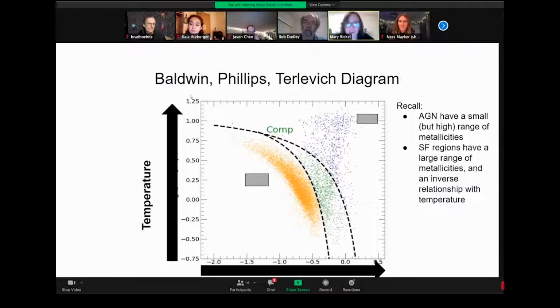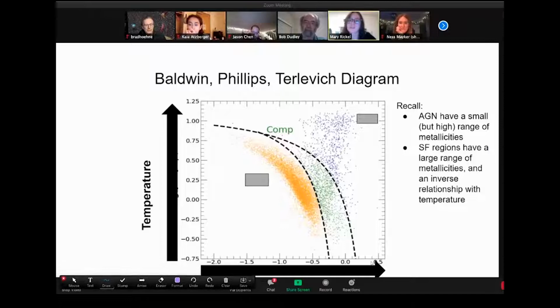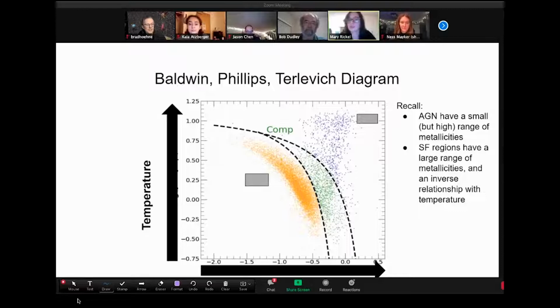If anyone's able to annotate, which region do you think corresponds to the star formation regions, and which region do you think corresponds to the AGN dominated? Remember, AGN have a small range of metallicities, but are very high, and star formation regions have a large range. We also see that there is an inverse relationship. As we increase metallicity, going to the right, we see a decrease in temperature, so that would be going down the y-axis. Feel free to unmute, annotate, or pop in the chat if you have any thoughts on whether the yellow is the star formation region or the blue is the star formation region. It's going to be this region right here or this region right here. Which do you think is the star formation dominant galaxies?